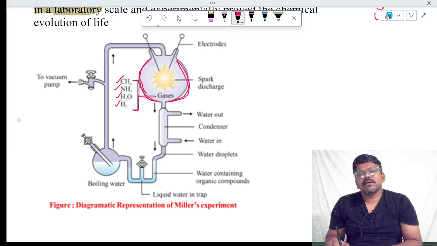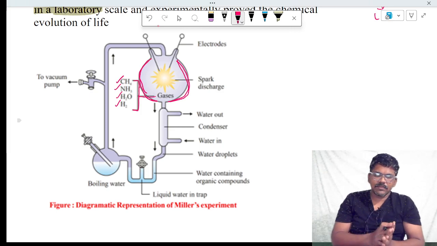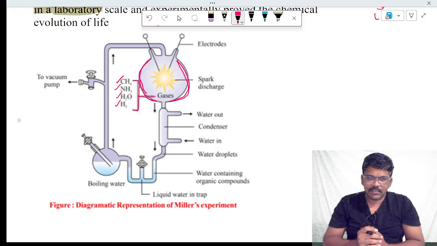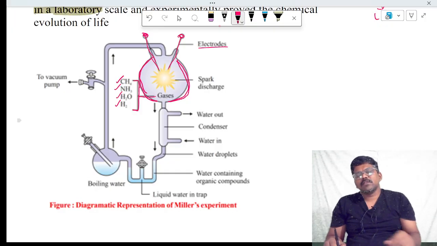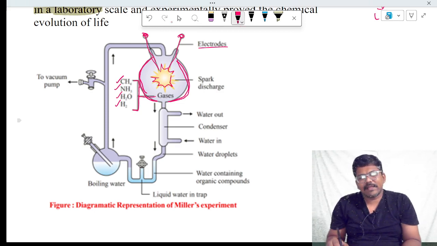In the primitive Earth, chemical reactions happened with energy provided by volcanic eruptions, volcanic storms, UV rays, and the reducing atmosphere. It is not possible to create all those things within this flask. Hence, for the energy, he connected electrodes to this flask. These electrodes are made of tungsten, and they provide energy for the chemical reactions within the flask.